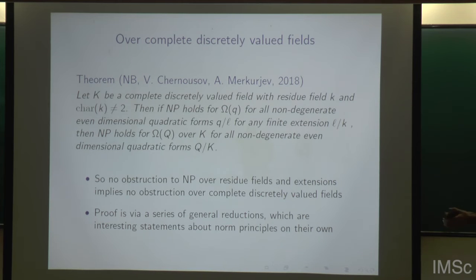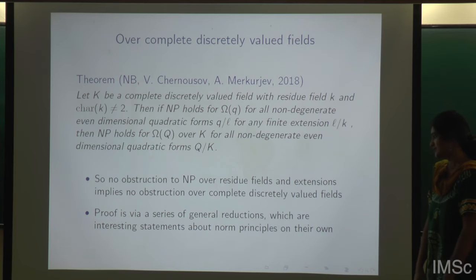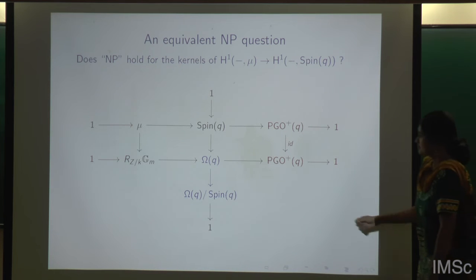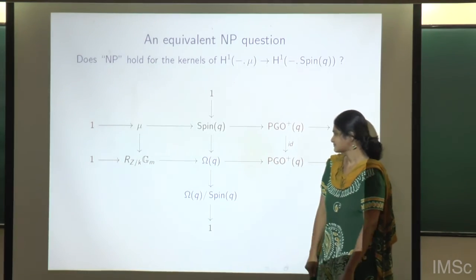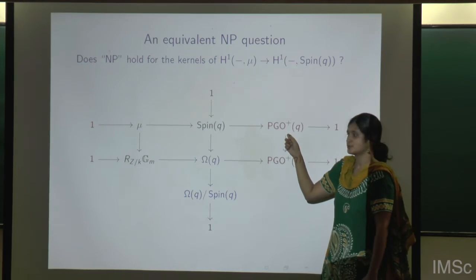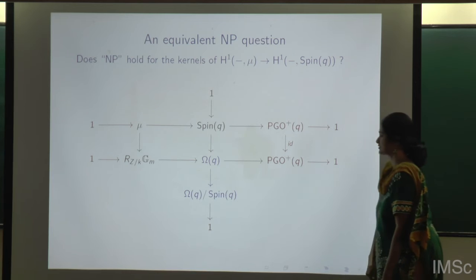This paper is not just about this result; it has more statements about norm principles on their own. I'll try to tell you one of them, which is a really cute but very frustrating diagram. So let me tell you one general result from this paper about the norm principle. Remember that we were interested in the norm principle for this map from omega q to omega q mod spin. If you just complete the diagram a bit, its center is the adjoint group. This is omega q mod the center, which is also the adjoint group. So it fits into this picture.